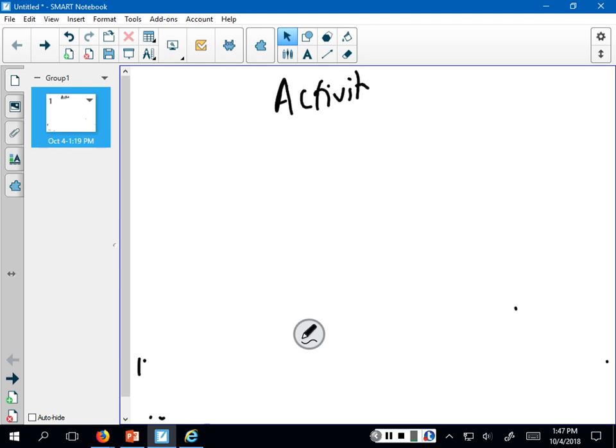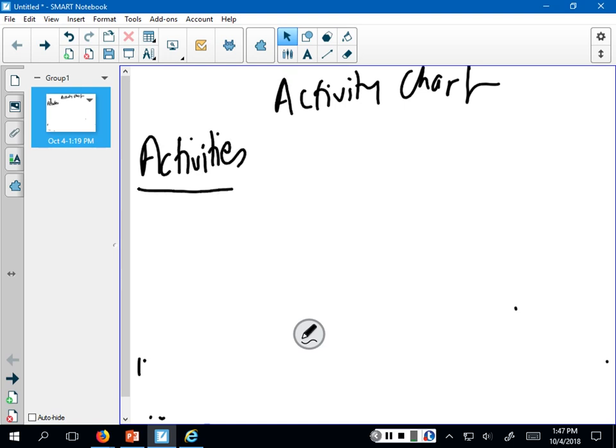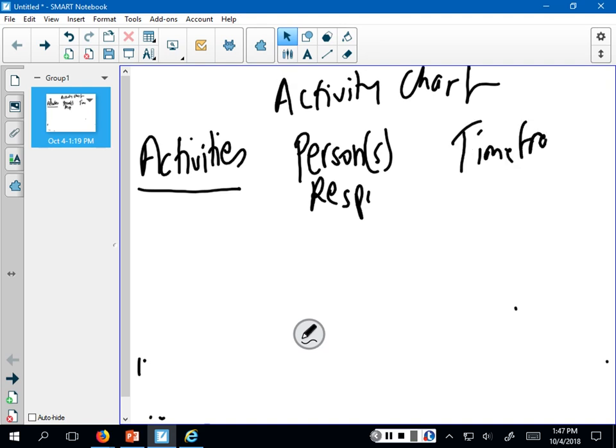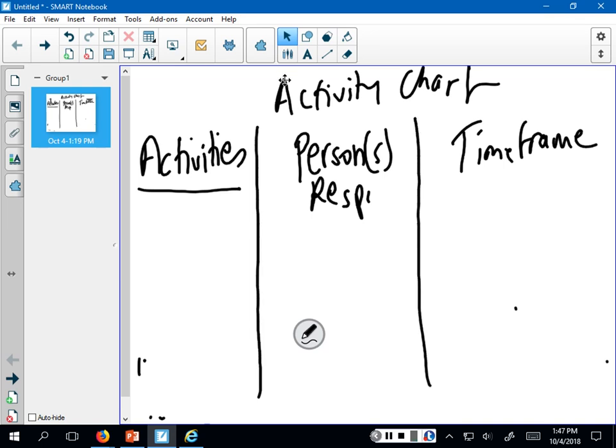So an activity chart will really look something like this. You will have one column where you list your activities. You will have another column where you will list the person or persons responsible, and then the time frame or the deadline by which the activity will be completed. So effectively, in its simplest form, the activity chart will include 3 columns. Here you will list your activities in chronological order.